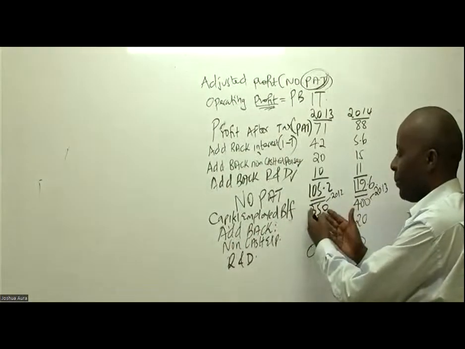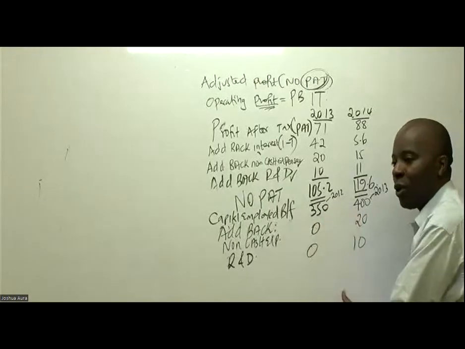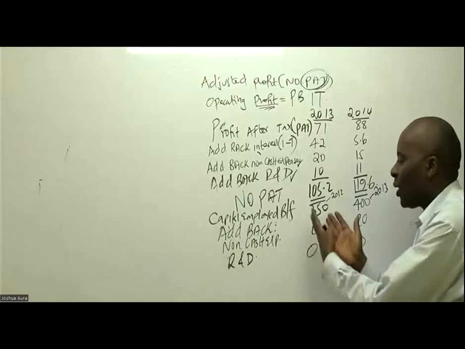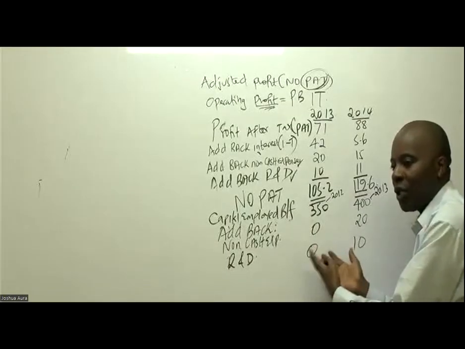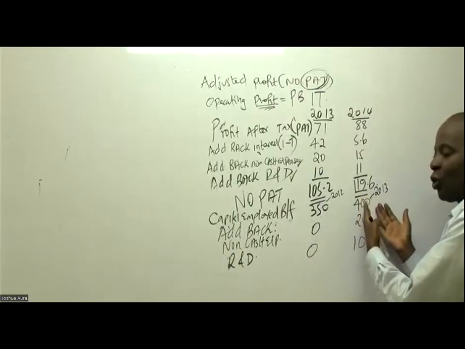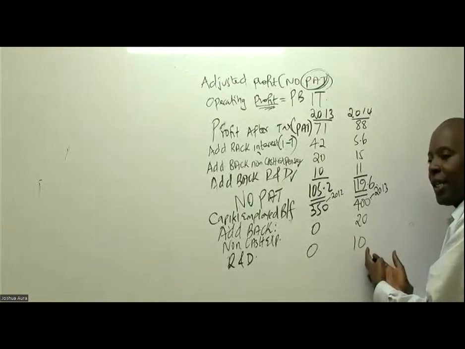This figure is a brought forward figure. We can only adjust this figure for 2012 transactions. In 2012, there was nothing like research and development. This one can only be adjusted for 2013 figures, of which we have research and development of 10.